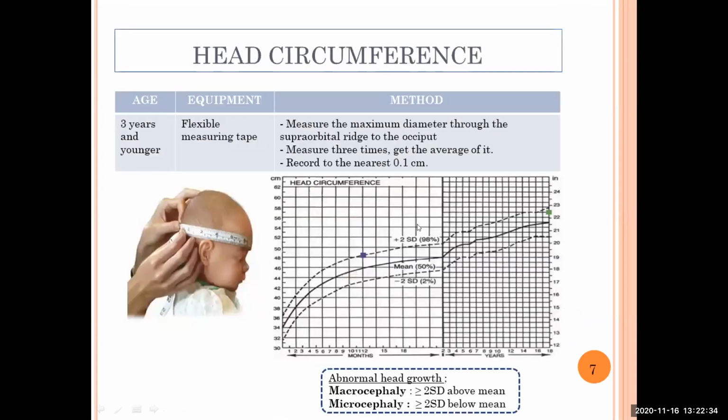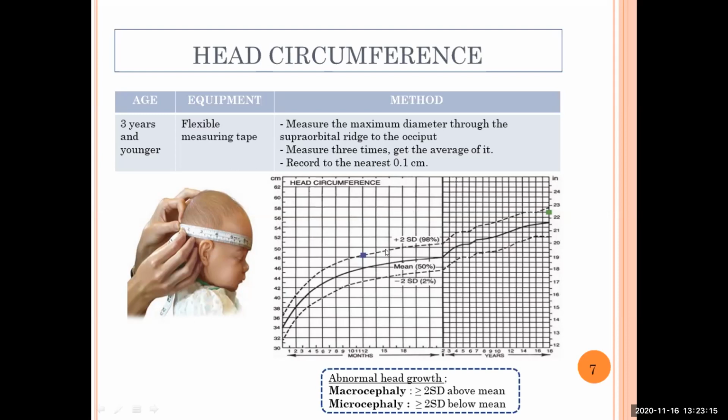And then for 3 years and younger, we can also measure the head circumference using a flexible, non-stretchable measuring tape. The method is we measure the maximum diameter from the supraorbital ridge, above the eyes, to the occiput at the back. To get a precise value, we repeat this 3 times and take the mean of it. Then we record it to the nearest 0.1 cm. That value we plot on the head circumference chart, based on the age of the child and the head circumference that we got.